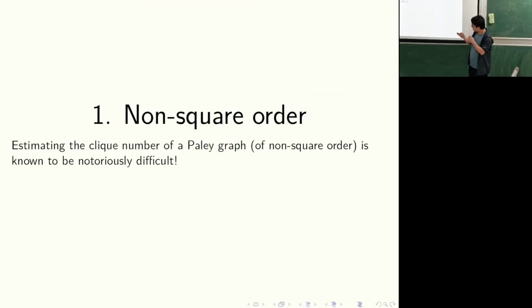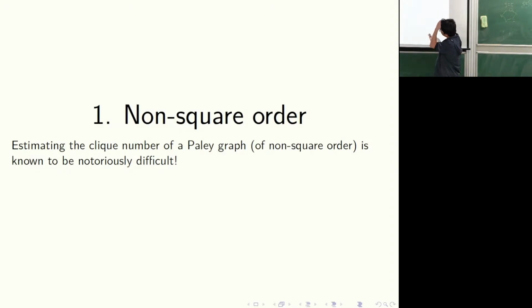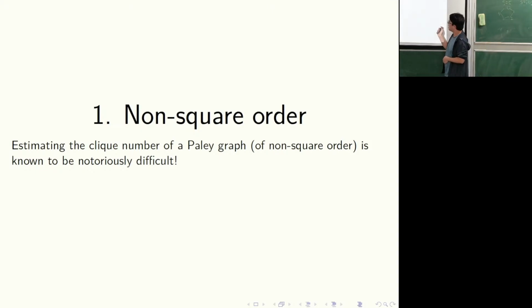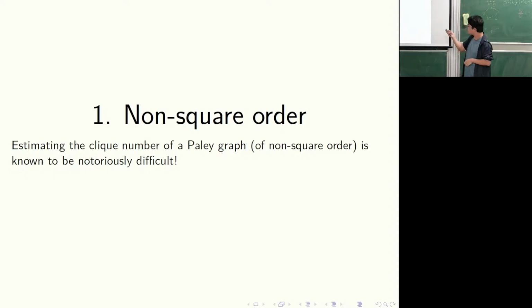Right? So now I want to move on to the first half of the talk, which is we consider the case where Q is not a square, because when Q is a square, we already know the clique number is square root Q. And before I mention the known result and the progress made recently, I just want to mention that in this case, estimating the clique number is known to be a very, very difficult question. And we will see why this is difficult.